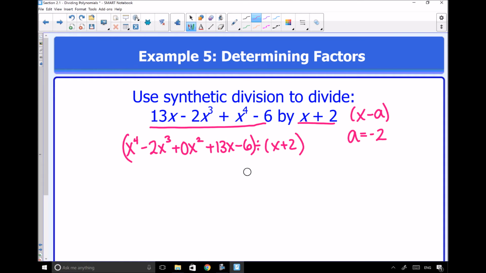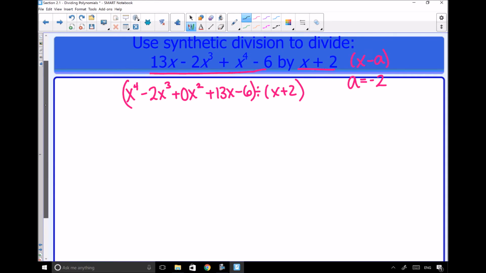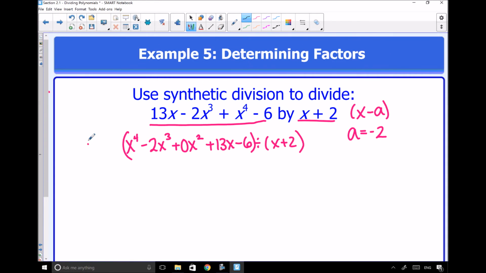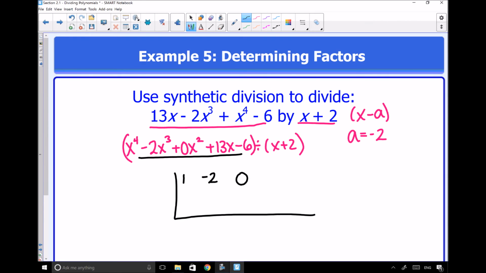So let's go ahead and set up our synthetic division chart. So the first thing I'm going to do is make my chart right here, and I'm going to put the coefficients of my expression that's being divided right here. So I'm going to put 1 here, then I'm going to put negative 2, and I'll put 0, and then 13, and then negative 6, okay? And I am dividing by x plus 2, so I put my a value here, I'm dividing by negative 2.